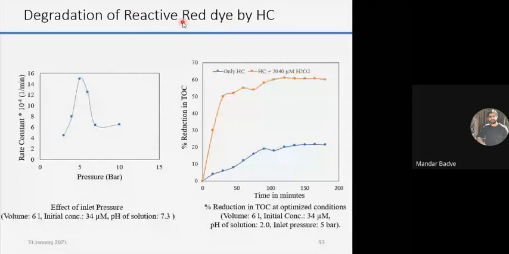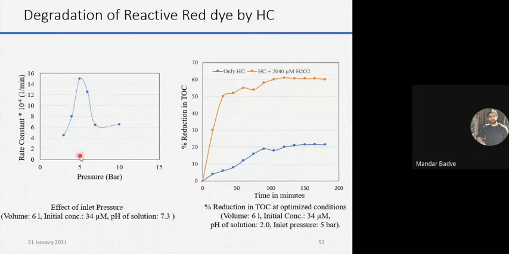So again, we observed that if you increase the inlet pressure, the disinfection efficiency increases. Here the efficiency is plotted in terms of the rate constant. So we observed the first order kinetics of this degradation, and we observed that the rate constant actually increases with increase in inlet pressure, and like we observed before as well, after a certain pressure, the efficiency sort of goes down. That happens because of that super cavitation condition which I told you about, right?